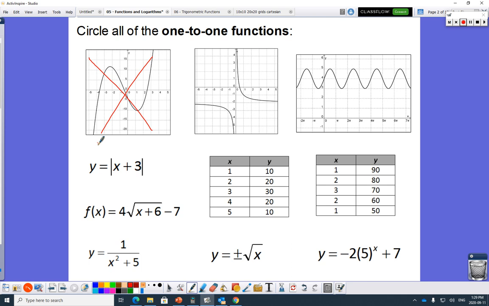What about this? Passes vertical? Yes. It's a function. Passes horizontal? Yes. It's a one-to-one function. I haven't really beat to death why it's so important we want one-to-one functions. I just sort of nudged at it. For now, we're just using the definition. What's one-to-one? It passes both vertical and horizontal.